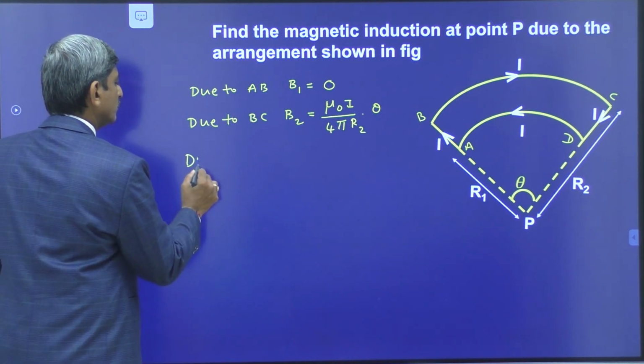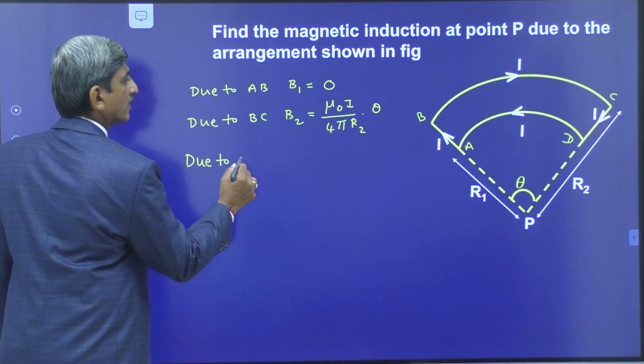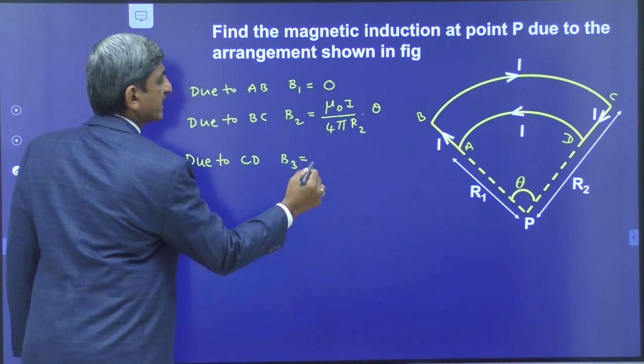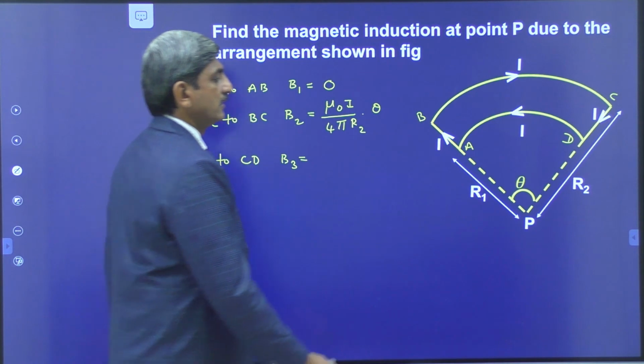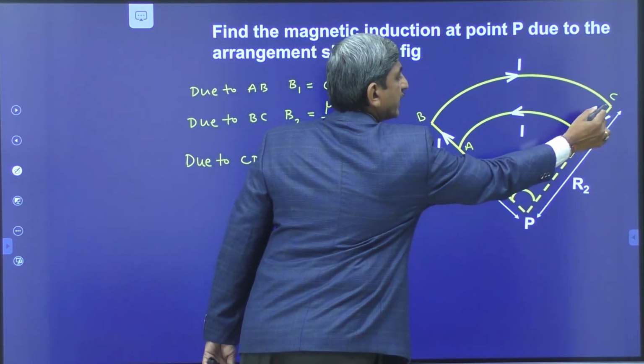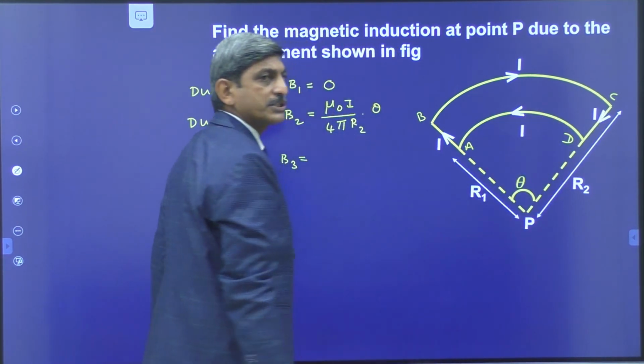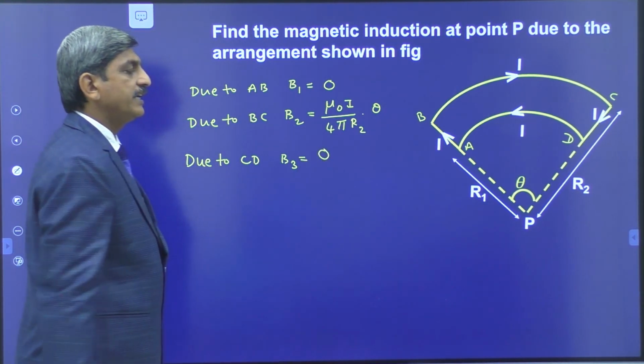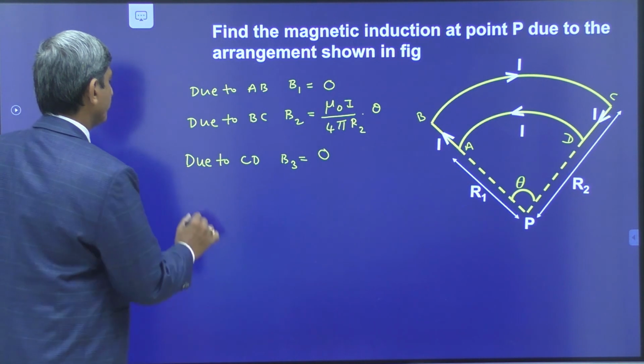Now, due to CD, that B3 is the magnetic induction. What is this value? So, the point P is located along the length of the CD portion. That's why the magnetic induction produced by the CD at point P is equal to 0.